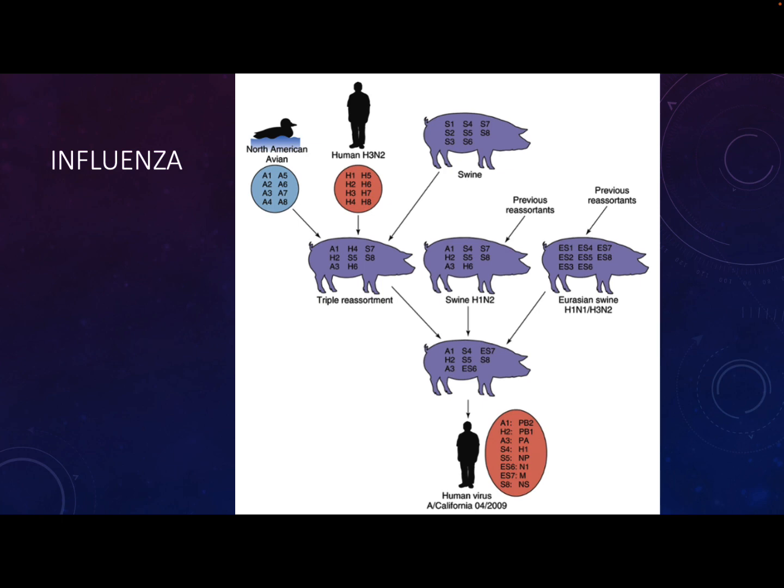So it's difficult to predict what's coming. It's difficult to fight and protect against whatever mutant virus is going to pop out of a bird or a pig or your next door neighbor.